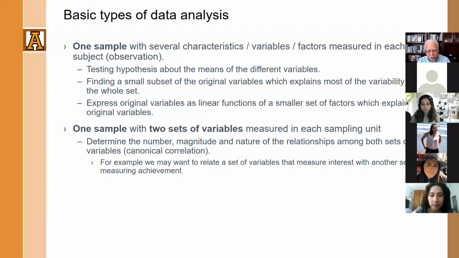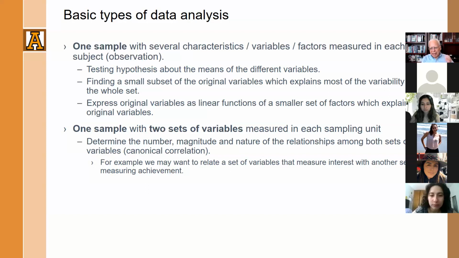It was traditionally covered in the multivariate analysis course, but when we made the change to include the machine learning part, we had to remove some of the topics. But this is a type of analysis called canonical correlation. For example, we may want to relate a set of variables that measure interest with another set that measure achievement. Canonical correlation is something that psychologists and educators use a lot because they have two sets of variables in the same individual.